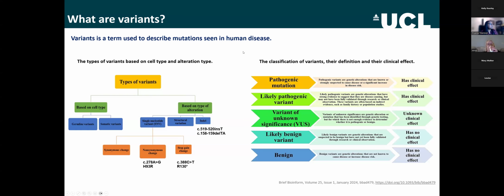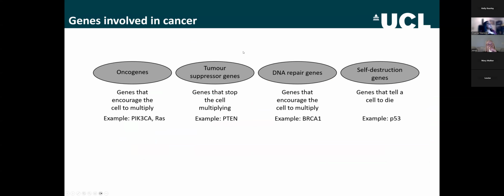Okay. So coming to the next bit. We've talked about genes. We've talked about how mutations happen. We've talked about another term for mutations: we call them variants when we talk about human disease. What are the different types of variants? Now I'd like to talk about genes involved in cancer. And this is how PTEN was discovered.